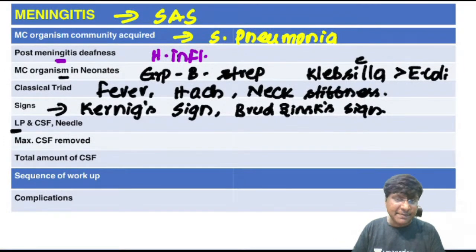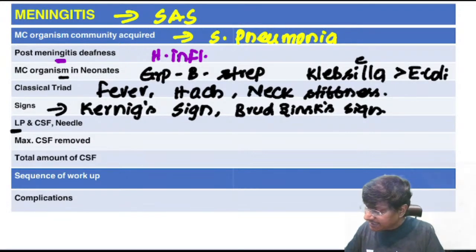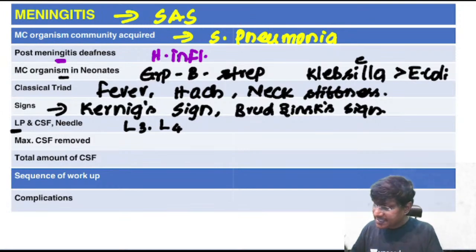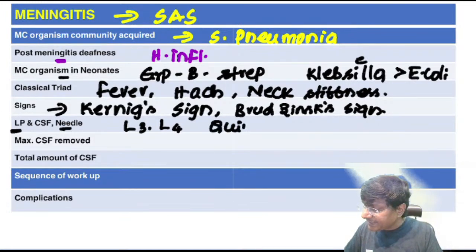That is lumbar puncture. In which intervertebral space do you do this lumbar puncture? Lumbar puncture is done between L3 and L4. Then what is the name of the needle? The name of the needle is Quincke's needle.